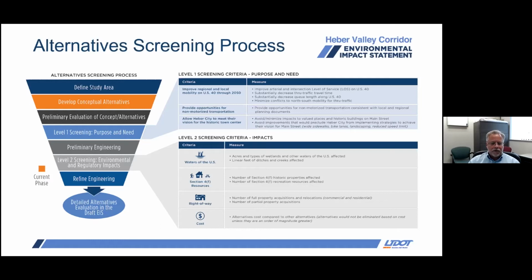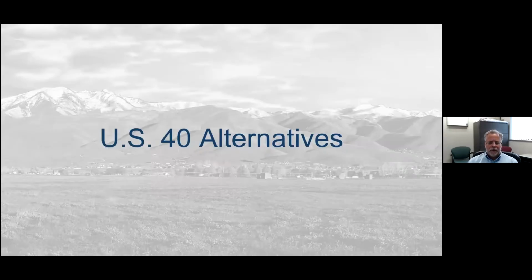So with that, I'm going to now launch into describing the various alternatives that have so far been developed with the project. As I alluded to earlier, we do have several groups of alternatives. The first group of alternatives that we're going to look at are those associated with US 40, making improvements directly to US 40.